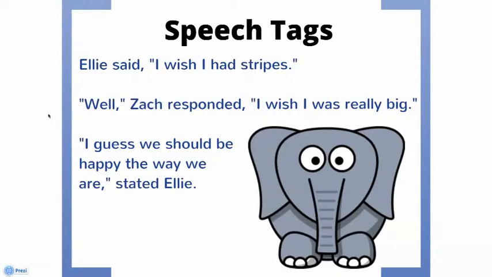You also need to know that when you put the speech tag in the middle of the dialogue, that you break up the dialogue in an area that makes sense. "Well, I wish I was really big." I was going to put a comma after "well" no matter what. Therefore, it was a good spot to put a speech tag. I wouldn't want to say, "Well, I wish I," Zach responded, "was really big." It wouldn't make as much sense. So be careful when you're putting a speech tag in the middle of dialogue that it's in a spot that seems appropriate for the text.